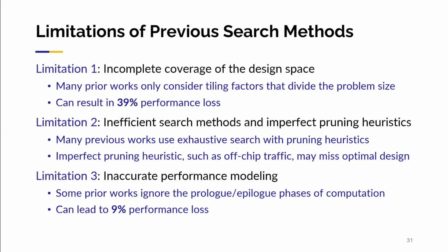The second limitation is inefficient search methods or imperfect pruning heuristics. For example, some prior works will use off-chip traffic as a pruning heuristic, but it could miss optimal designs. And the last one is inaccurate performance modeling. For example, some prior works ignore the prologue and epilogue phases of the pipeline, which can lead to 9% performance loss.